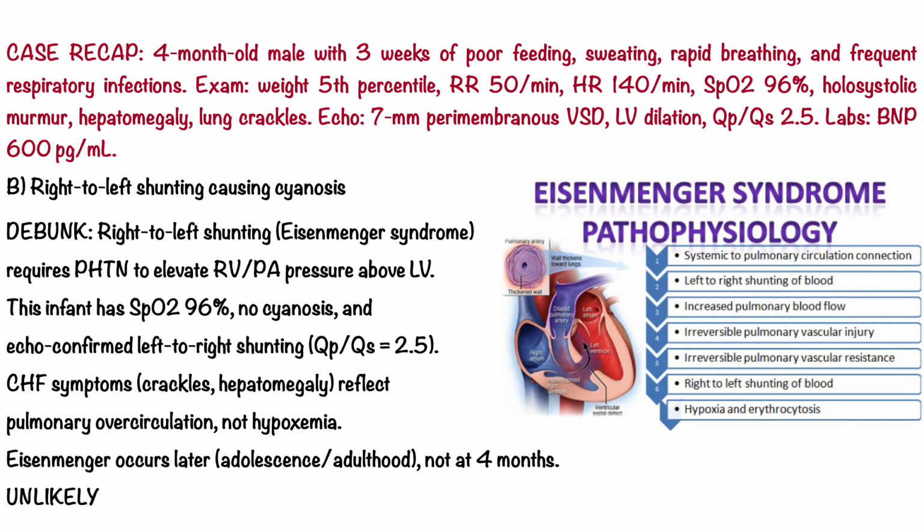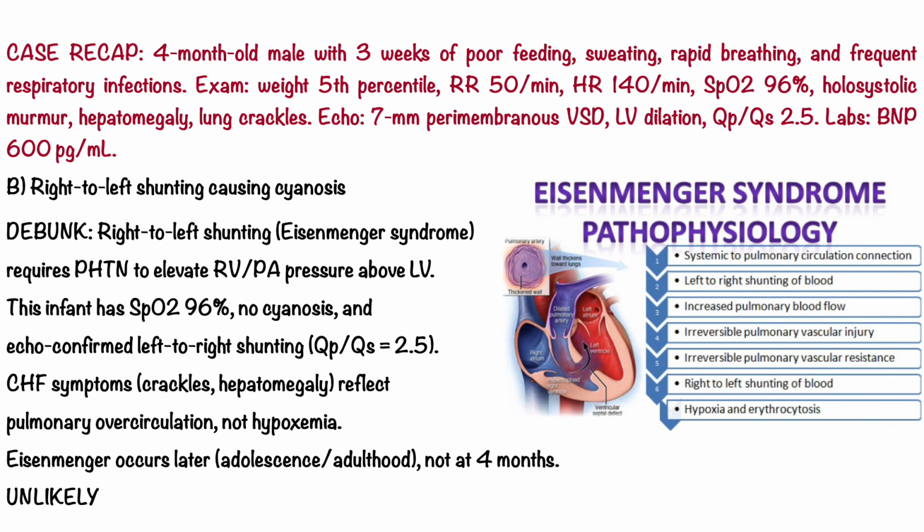Right to left shunting, which is Eisenmenger syndrome, usually requires pulmonary hypertension to elevate RV, that is right ventricular pressure, above left ventricular pressure, right? And this infant has SpO2 of 96%, which means there is no cyanosis, and echo confirmed that there is left to right shunting, that is QP by QS equals 2.5. Also, CHF symptoms like crackles and hepatomegaly reflect pulmonary overcirculation, not hypoxemia.